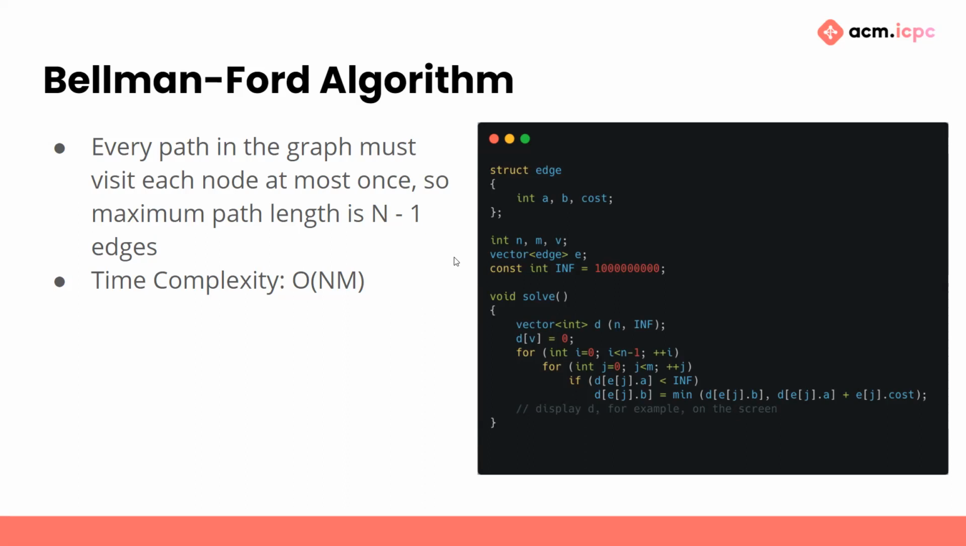And if we look at how this algorithm works, we're running the outside loop n times, and we're running the inside loop m times. So the total time complexity will be n times m, which is slower than Dijkstra's, but the advantage is that it will work for negative edges.